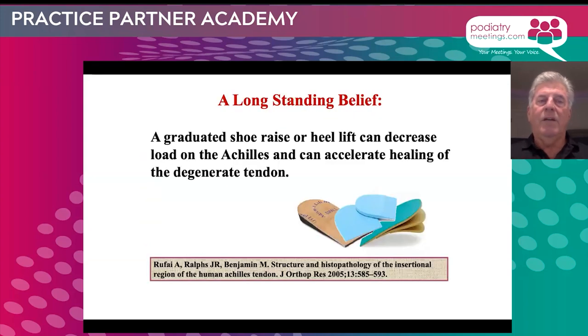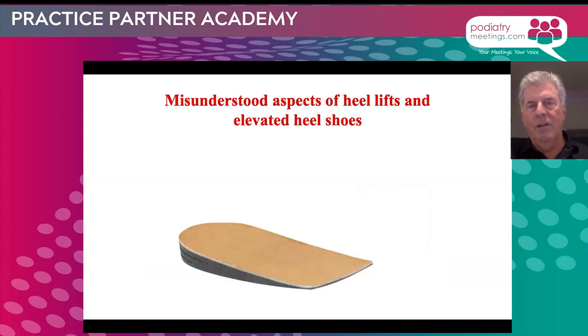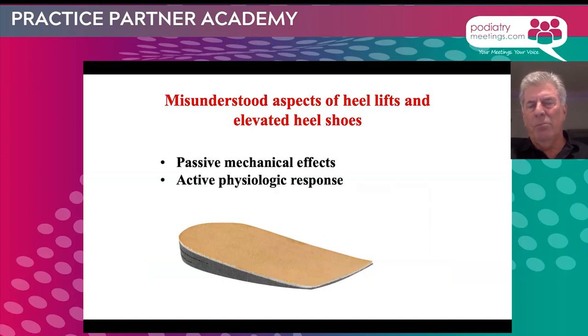So it's really been a long-standing belief that a heel lift will decrease tensile load on the Achilles, and in this particular article actually increase healing of the degenerate tendon. But this study didn't actually measure the effect of a heel lift. It just propagated the anecdotal evidence that's been passed down from several generations. But there are many misunderstood aspects of using heel lifts clinically, and we're going to explore both of these.